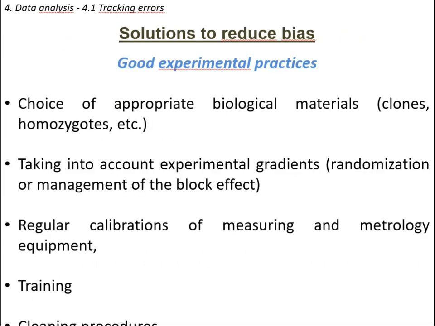First solution to reduce the bias is to practice a good experimentation. So choose an appropriate biological material. Take into account the experimental gradients. Make the effort to find them and to correct them. Make regular calibrations of measuring equipment. Train the people who are going to work on the machine and apply cleaning procedures that are suitable for this type of work.